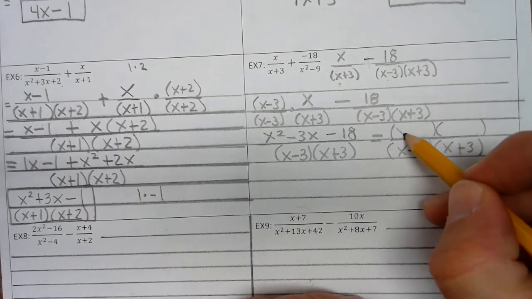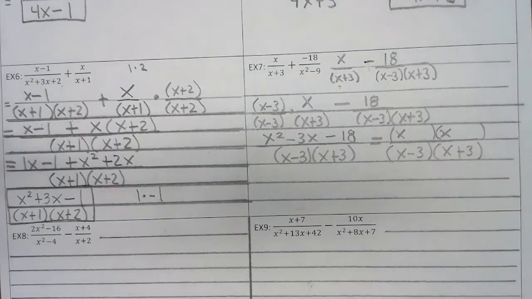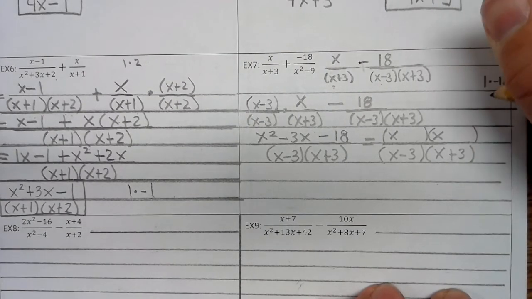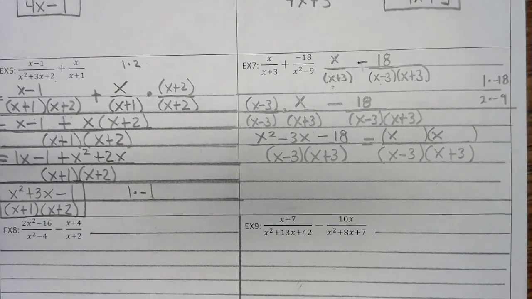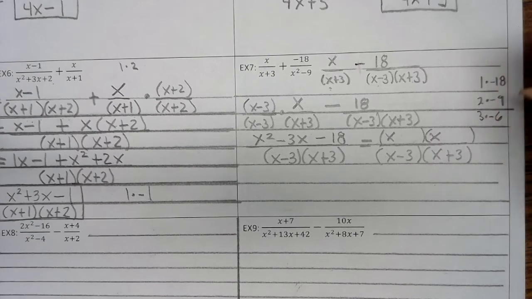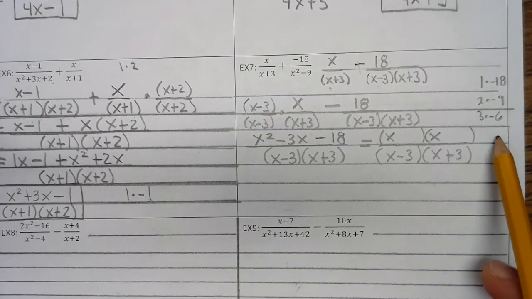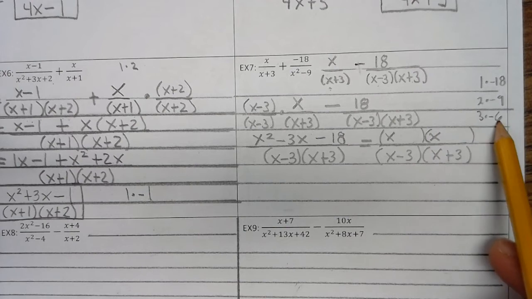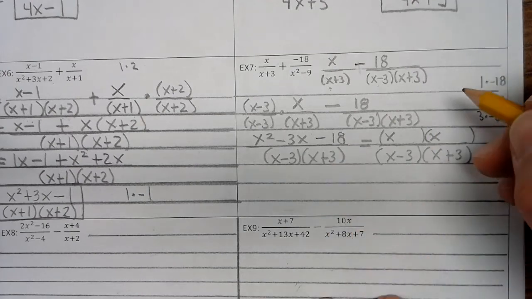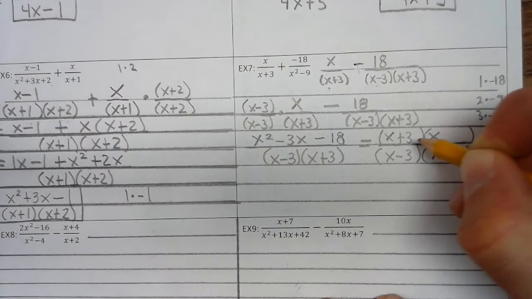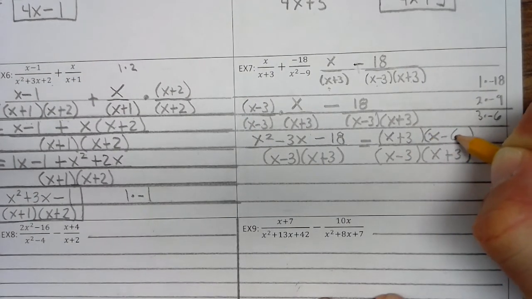Well, we know x and x. And now we want to find all the combinations to make negative 18. Well, we know 1 times negative 18, 2 times negative 9, 3 times negative 6. 3 times negative 6 gives you negative 18, and 3 minus 6 is negative 3, so this is factored as (x + 3)(x - 6).